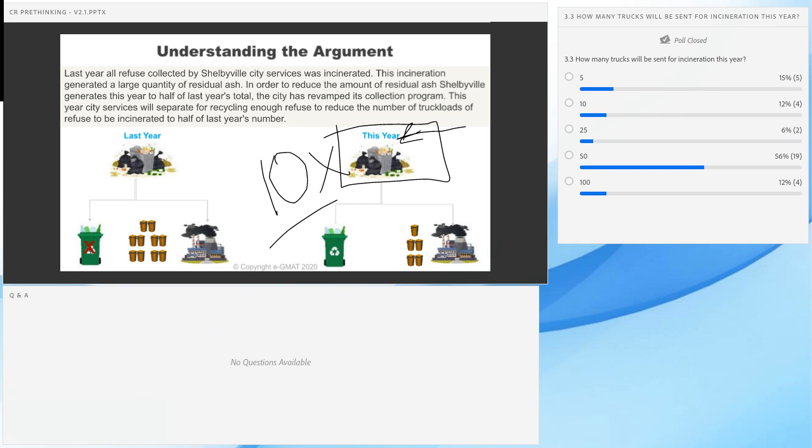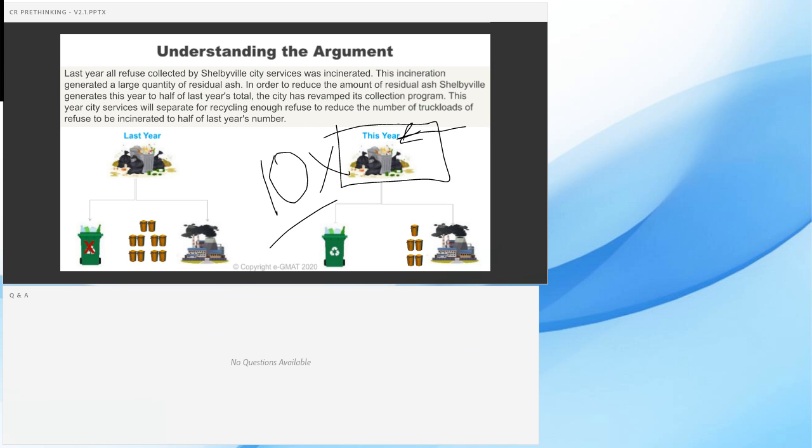56% of you think it's going to be 50. You guys are wrong. 12% of you think it's going to be 100. You guys are wrong as well. Some of you think it's 25. Some of you think it's 10. The correct answer is 5. Choice A. People who chose 5, that's correct. Even if you collect 10 times as much refuse.